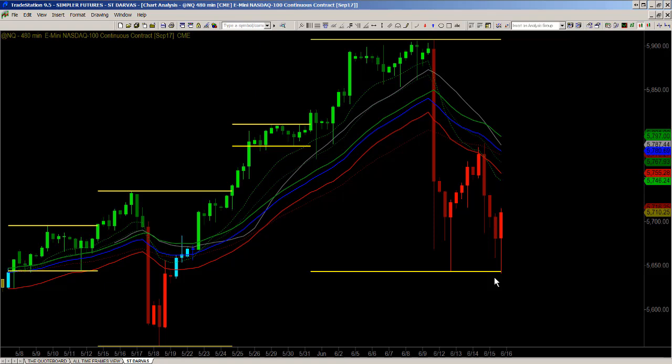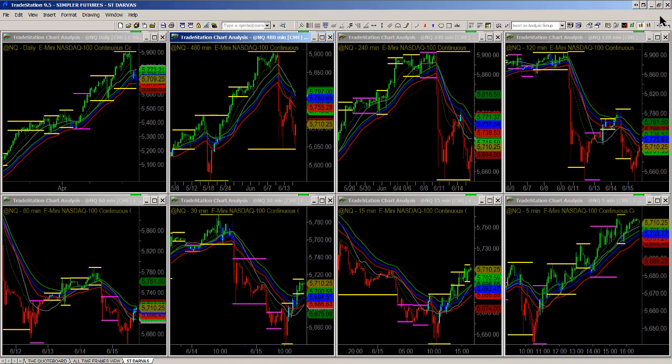This is a 1950-something tool. Do the math, right? We're talking nearly a 70-year-old tool, 60, 70-year-old tool. Classic charting analysis. I love that stuff.